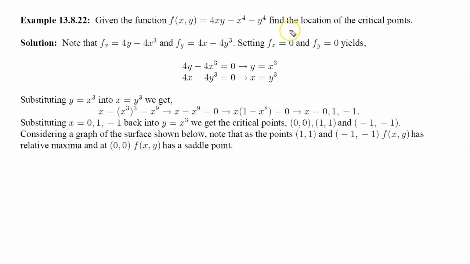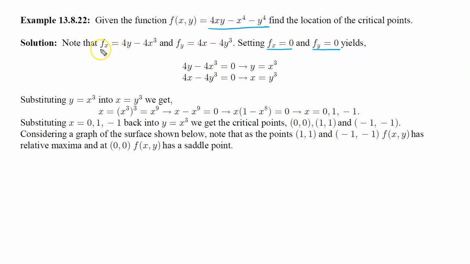So let's just look at some examples where we find critical points first. So here's a simple function, f of xy equals 4xy minus x to the fourth minus y to the fourth. Let's locate the critical points. So we just have to find where the partials are both equal to 0 or they do not exist. Now, since this is a nice function, we only have powers of x and y. It's a polynomial in x and y. These partials are going to exist everywhere, so we don't need to worry about them not existing anywhere.